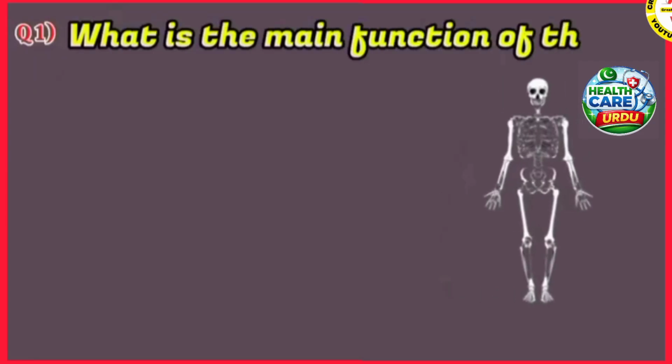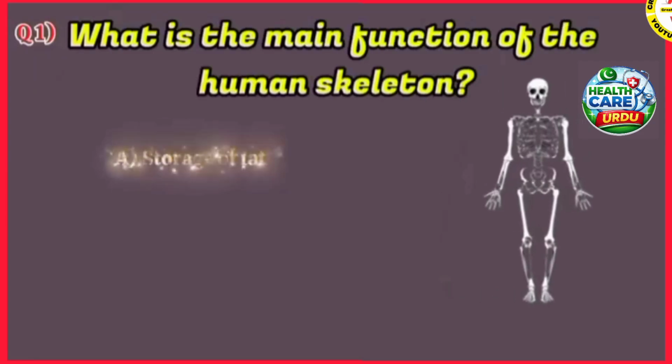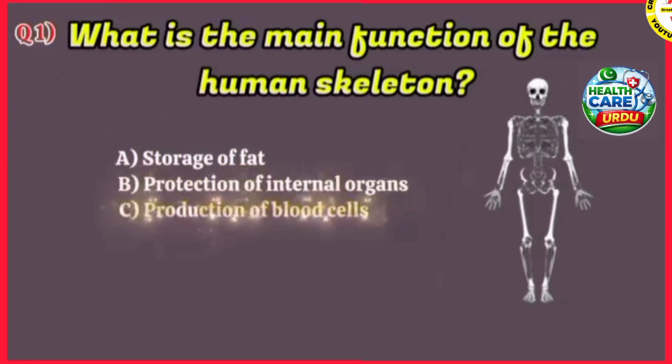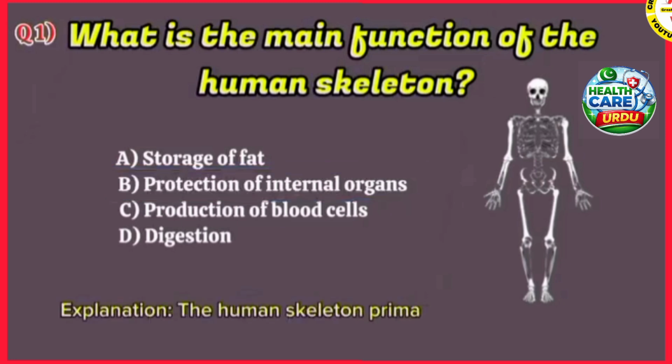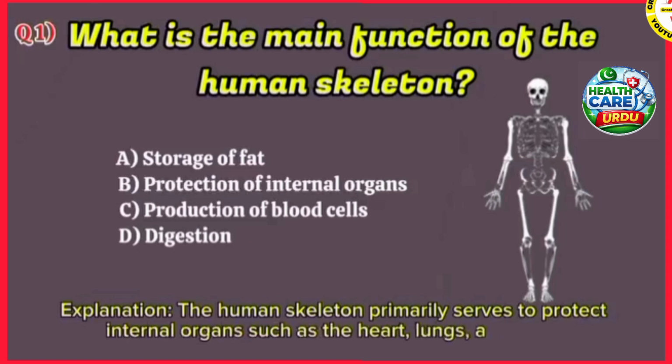What is the main function of the human skeleton? Option A, storage of fat. Option B, protection of internal organs. Option C, production of blood cells. Option D, digestion. The correct answer is B, protection of internal organs. Explanation: the human skeleton primarily serves to protect internal organs such as the heart, lungs, and brain.